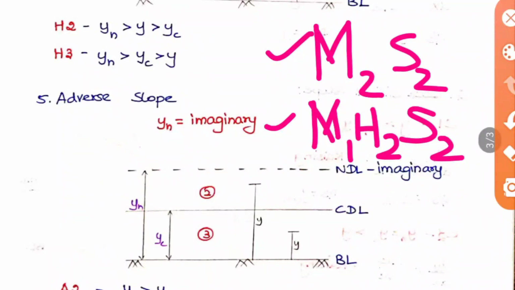Okay, and also we have seen the profiles which do not exist. There are three profiles, that is C2, H1 and A1, that is critical 2, horizontal 1 and adverse 1. So these three categories do not exist in practice. That is also very important, they may ask you this. So this is all about your classification of bed channels.